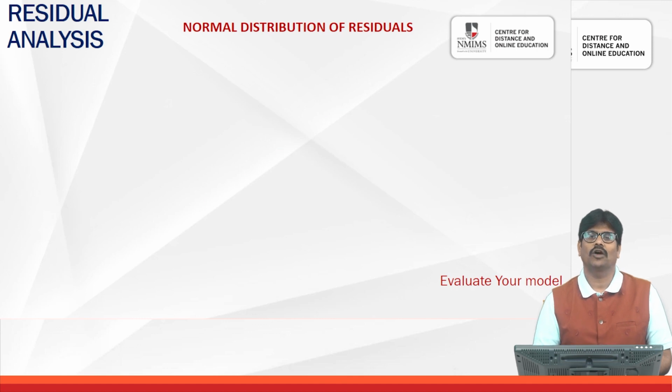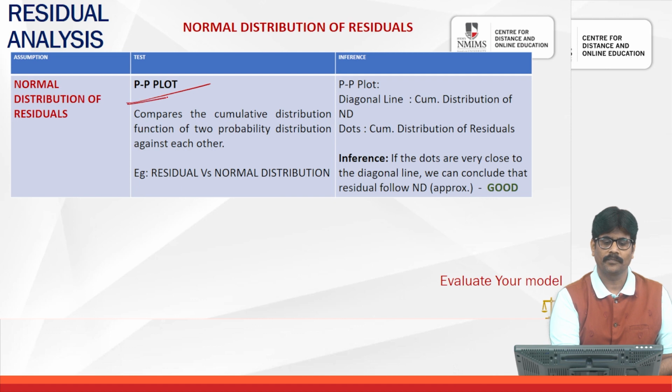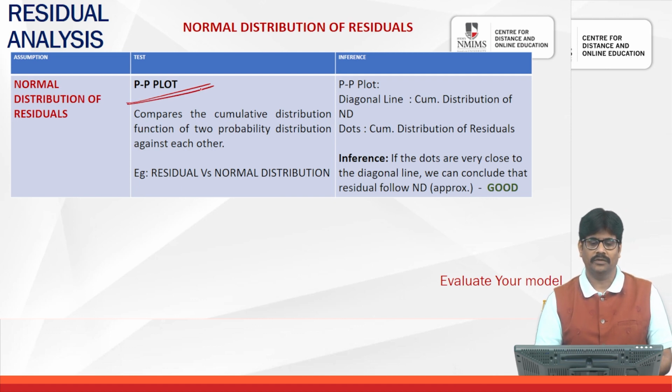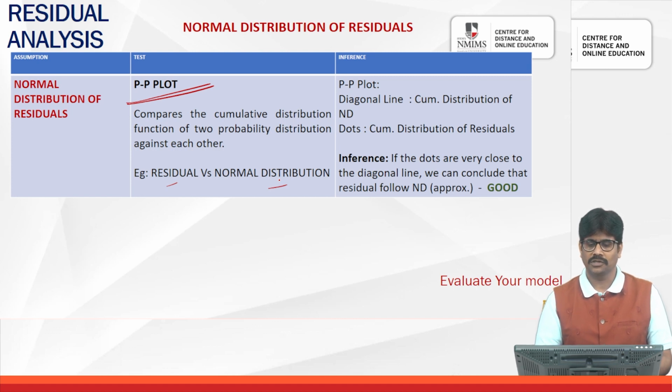So if the residuals are normally distributed, it is understood the errors are also normally distributed. So how do I check for normality of the residuals? There is something called a PP plot, a probability plot we call it. What does it do? It compares the cumulative distribution function of two probability distributions against each other. Ideally we want a normal distribution, and whether that normal distribution and whatever I have with respect to the residual superimposes or not. If it superimposes, then ideally it follows a normal distribution. So the cumulative distributions of the residual and the normal distribution are compared.